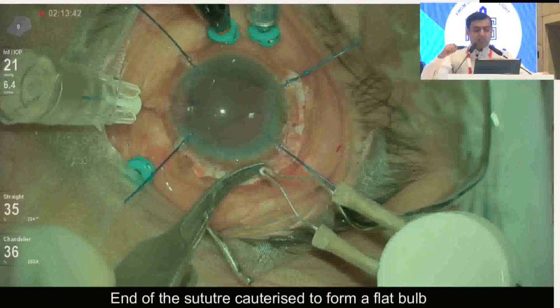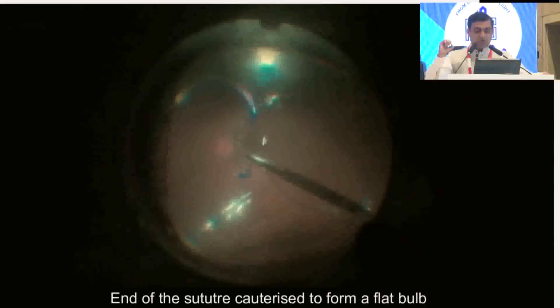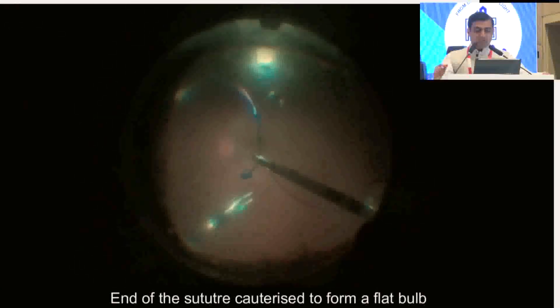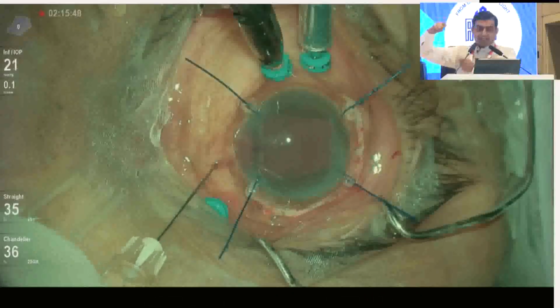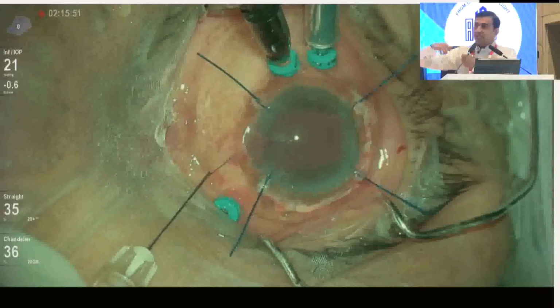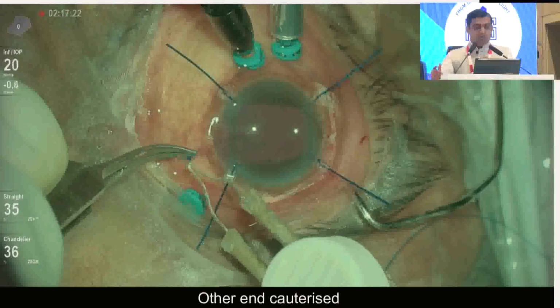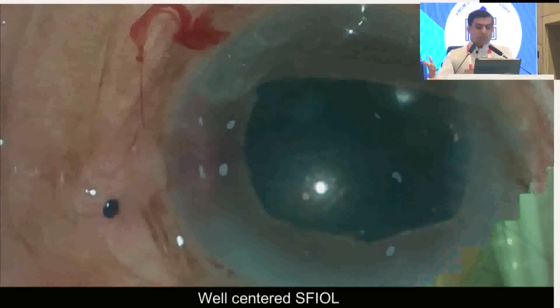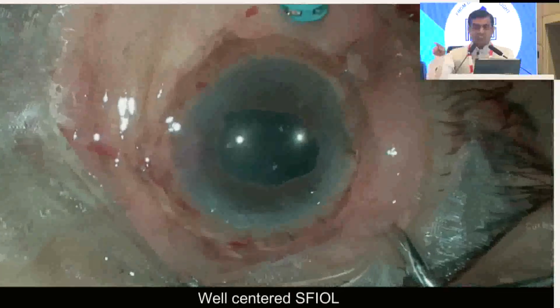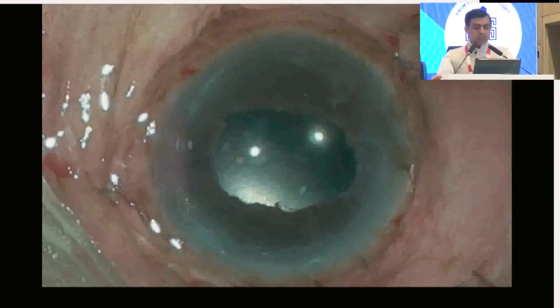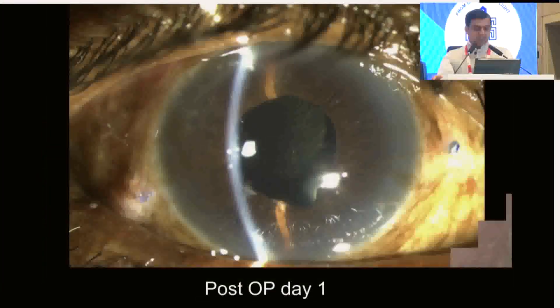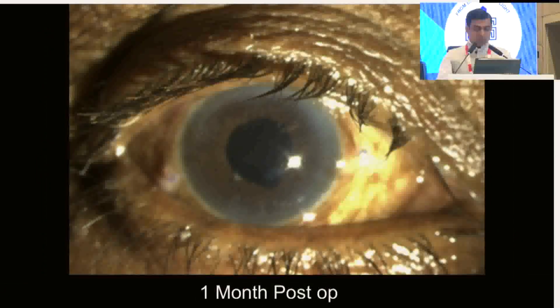So here, after externalizing it, I just flange the end of that suture, cauterized from the flat bleb, and internally it is very important to check it. Otherwise, if it slips inside, then the whole procedure has to be repeated. The other end is brought out and cauterized, and you can do a good centration. You can just push it in the scleral tuck, and it's a well-centered IOL at the end. This is post-op day 1, and this is post-op 1 month. So the patient is doing well.